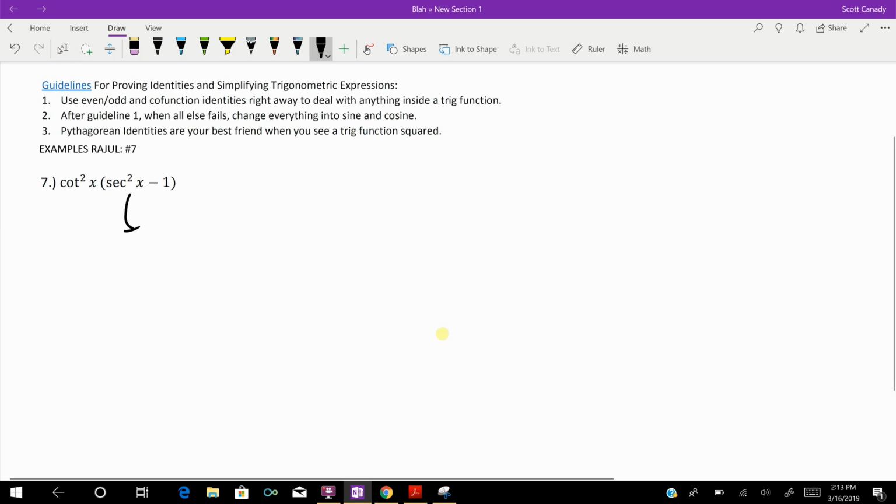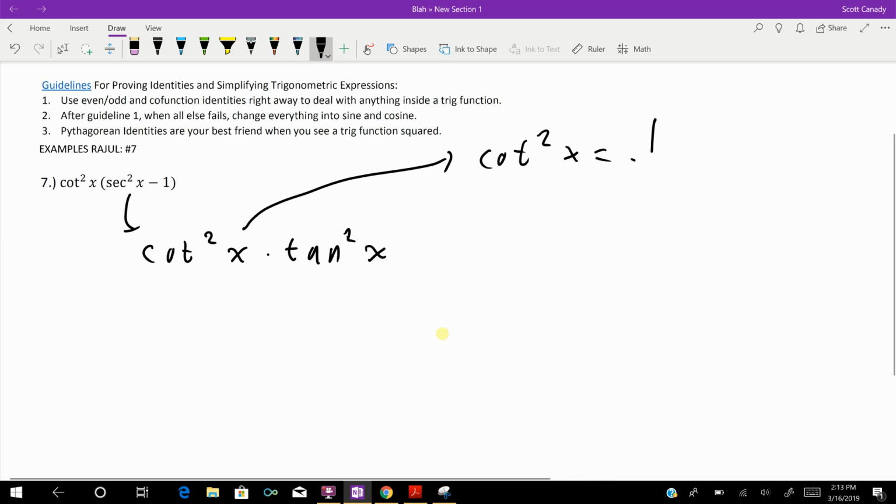So this becomes cotangent squared x times tangent squared x. And again, if I wanted to right now, I could change everything into sines and cosines, but I know some other stuff about cotangent squared x and tangent squared x. So cotangent squared x equals 1 over tangent squared x. So this is going to be a really, really easy problem to do if I remember that. If not, I can change everything to sines and cosines, and I'll still get the right answer, but it might take me a little bit longer to do.